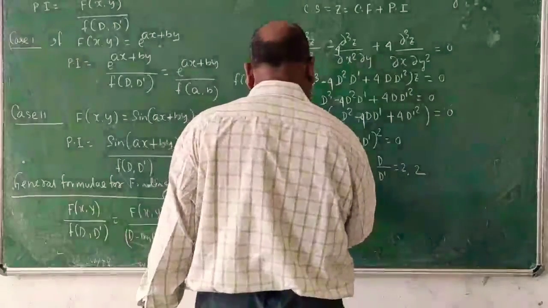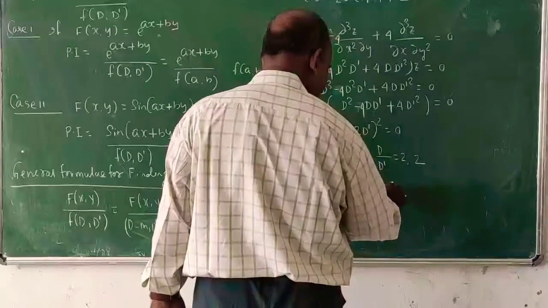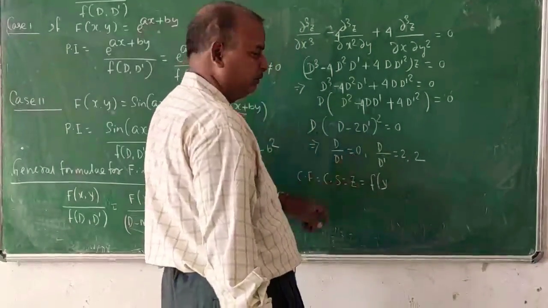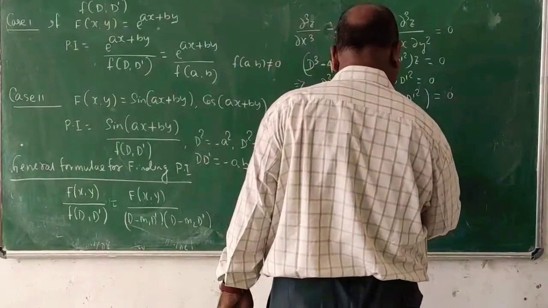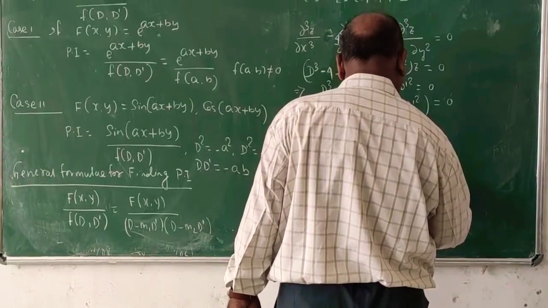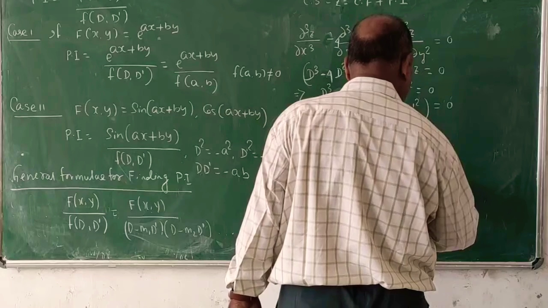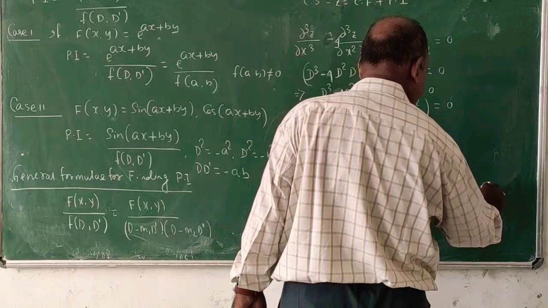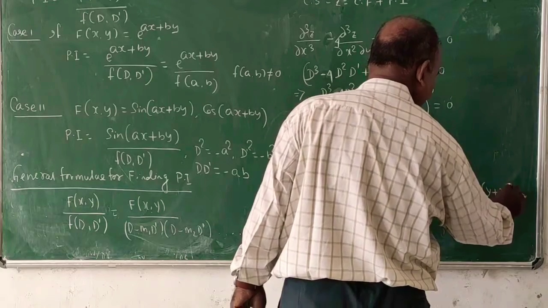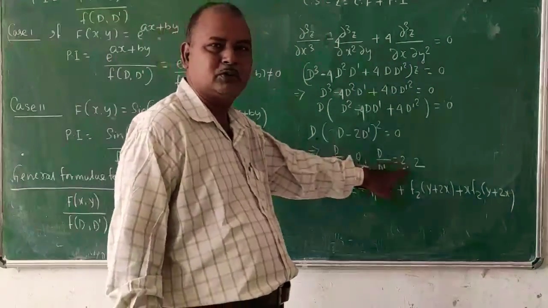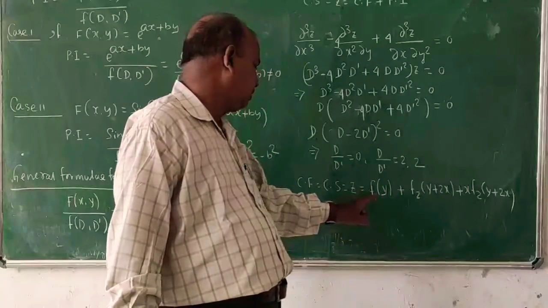So you will obtain the complementary function of y plus m1 x. M1 is what? 0. So this is your f1 of y plus f2 of y plus 2x, plus x f2 of y plus 2x, because these are the equal roots. So you got the complete solution.